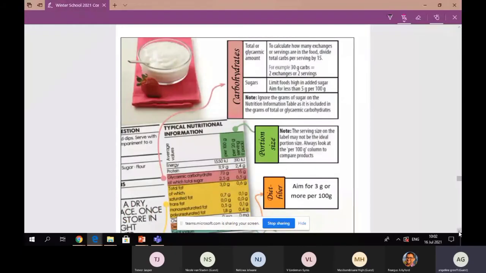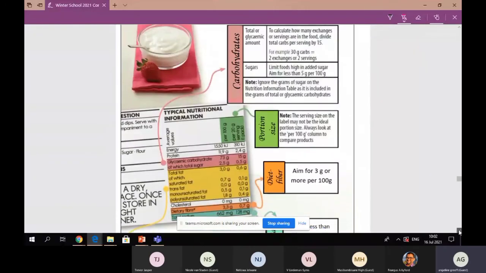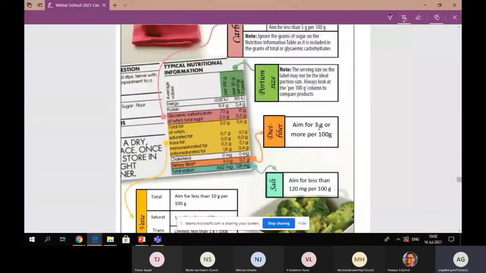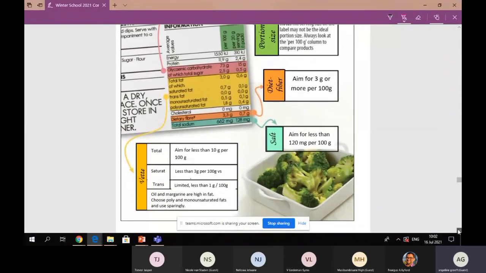Okay, so when we have a look, you'll see the carbohydrates. We look at the glycemic carbohydrate. There you can see of which the total is sugar. So you need to have a look at that. There's portion size. Remember, we always compare to 100 grams, right? There's dietary fiber. So we know what the conditions are. Aim for 3 grams or more per 100 grams in order for it to be high, right? Aim for less than 120 milligrams per 100 grams if it's salt.